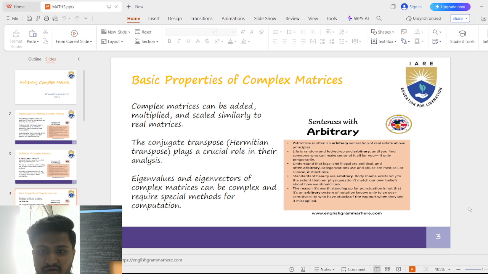Basic properties of complex matrices. Complex matrices can be handled much like regular real matrices. You can add, multiply, and scale them. However, when analyzing them, the conjugate transpose, also called the Hermitian transpose, becomes important. Their eigenvalues and eigenvectors can also be complex numbers, and finding them often needs some special techniques.